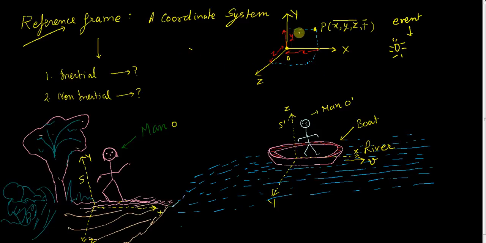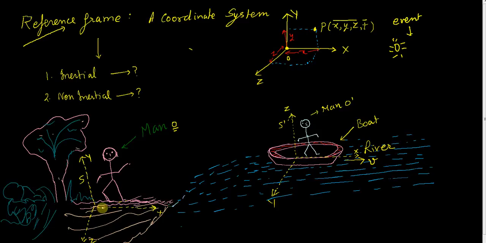Now the second point, if this is clear to you: the types of reference frames. Reference frames are of two types. One is inertial, the second is non-inertial. To understand it clearly, I have made this picture. This person is standing on the surface of the earth. That man is represented by O, and a coordinate system is associated with it. You can say the surface is a coordinate system.